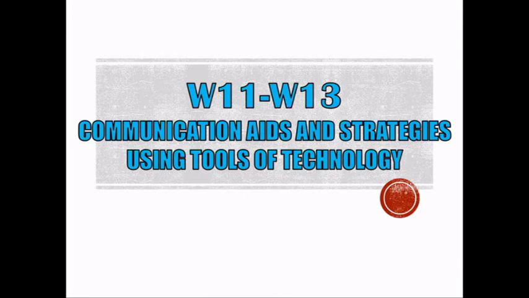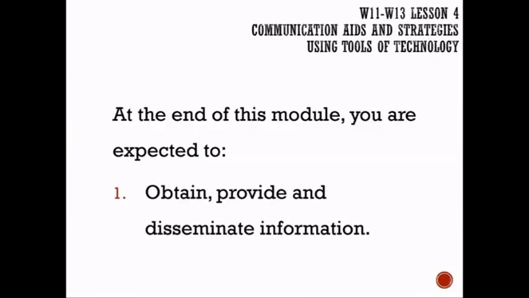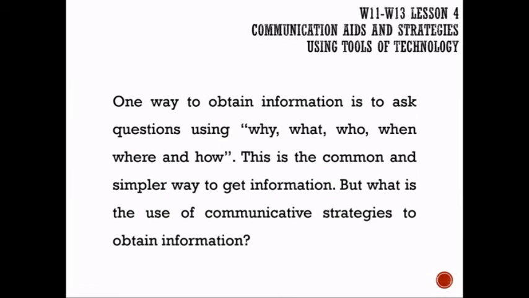We have communication aids and strategies using tools of technology. At the end of this module lecture, you are expected to obtain, provide, and disseminate information using different communicative strategies and, of course, technology. So one way to obtain information is to ask questions using the 5Ws and 1H: who, what, when, where, why, and how. This is the common and the simpler way to get information.